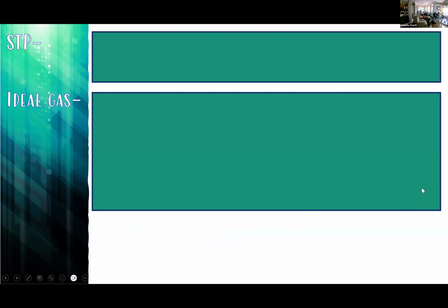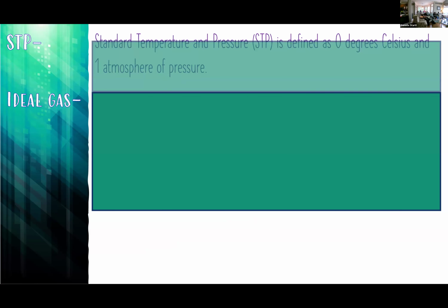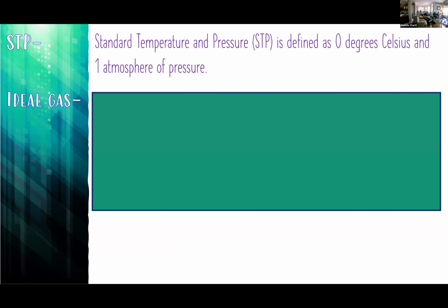Okay. All right. STP is, Caitlin? The temperature of 0 degrees Celsius and the pressure of 0.1 atmosphere. Well, 1 atmosphere, right? So standard temperature and pressure, 0 Celsius, 1 atmosphere. What is an ideal gas? Oh, Andrew, was that your hand? No? Oh, Addie.